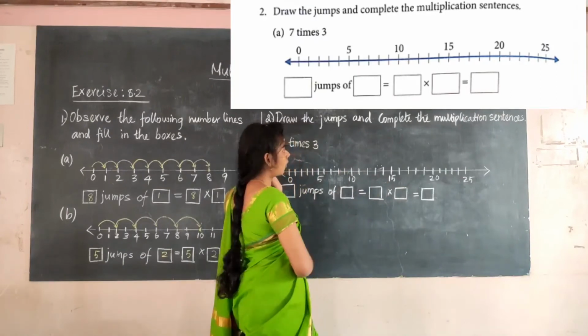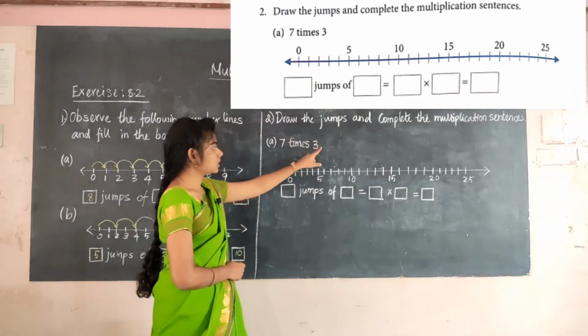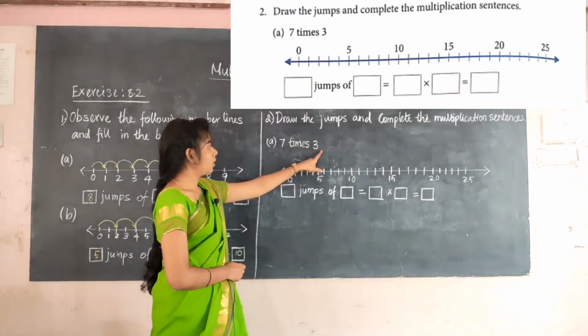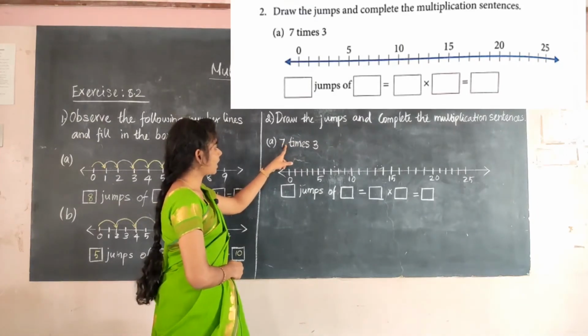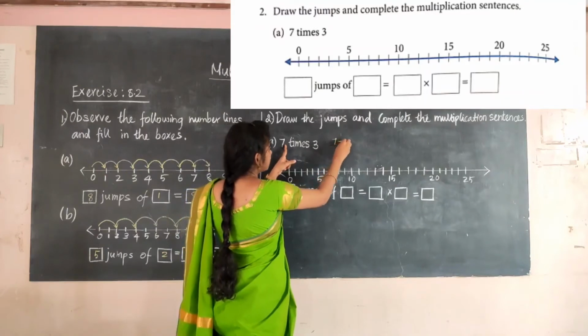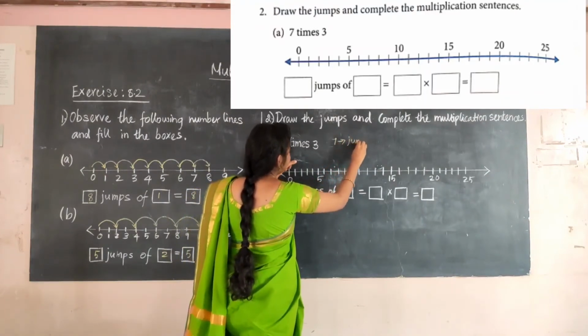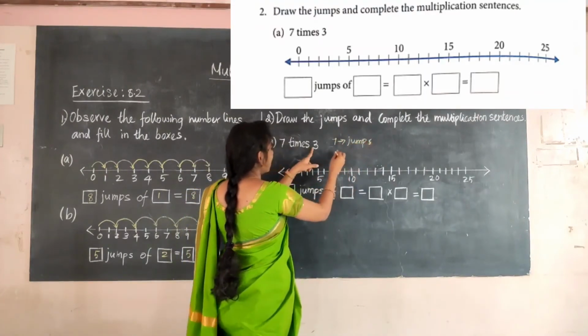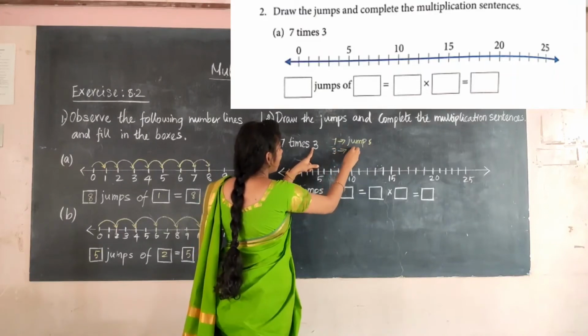So we have to jump forward now. That is 7 times 3. 7 times 3. 7 times means the first number, 7, is the jumps. I have already said that, no? The first number is the jumps, and the second number you have to take as the counts.